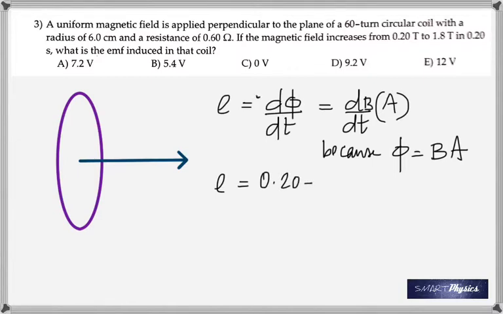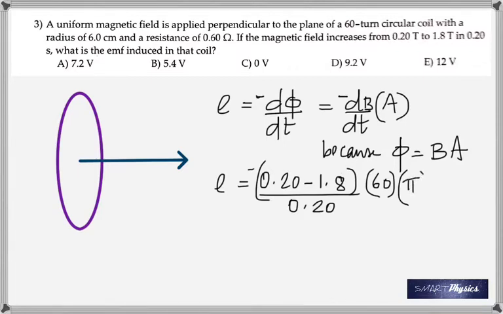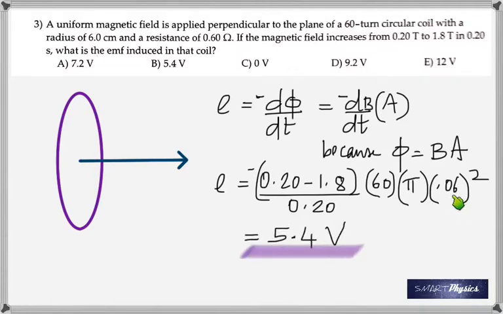Now the change in magnetic flux density is 0.2 minus 1.8, and the area of the coil is pi r squared, radius is in meters obviously, and you get 5.4 volt. That is the induced EMF.